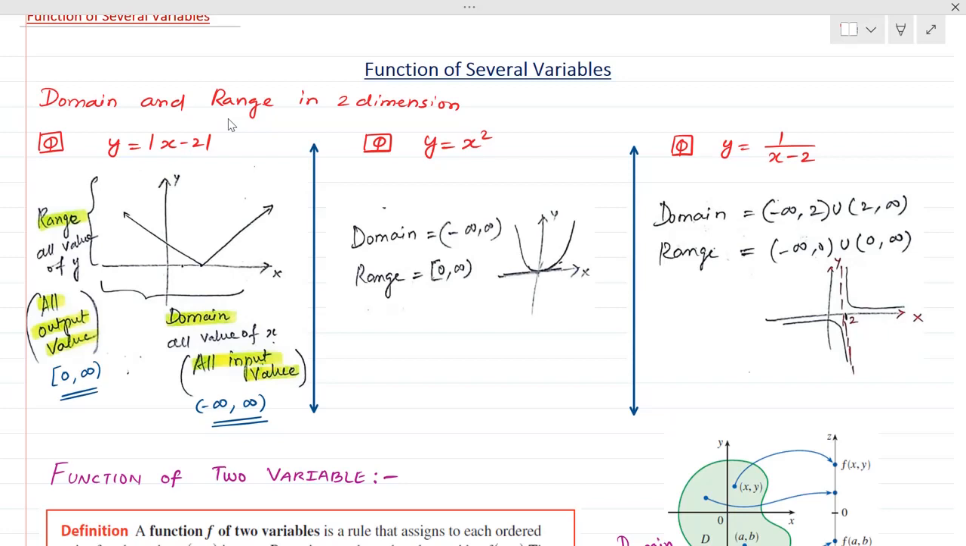Similarly, if you take y equals x squared, it's a parabola. The x value will take any value from the real line, minus infinity to plus infinity. This is the domain. But the value of y will take only the positive part, from 0 to infinity. So this is the domain and the range. Now if you see this one, there is a restriction. The x value will not take 2, so it will take all the real numbers except 2. If you substitute the value 2 here, y becomes undefined. So it will not be equal to 0.